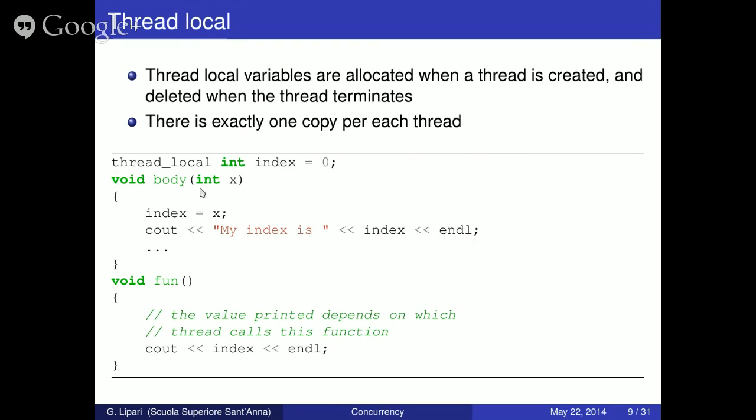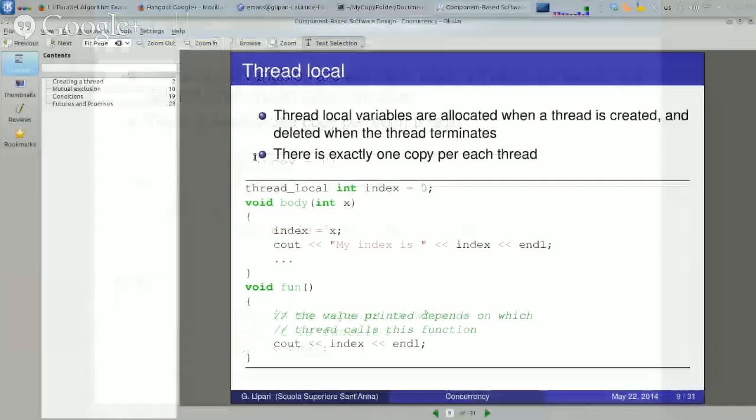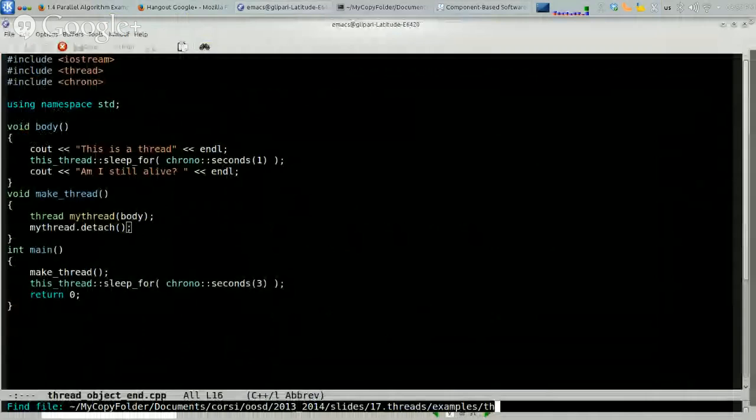For example, here I have a function body, which is passed the parameter x, and sets index equal to x, and then prints "my index is" index. And then later on, you print index. Now, which value is going to be printed? Well, that depends on which thread calls this function, and what the value of index is for that thread. It can be different for every thread. So let's make a very simple example.